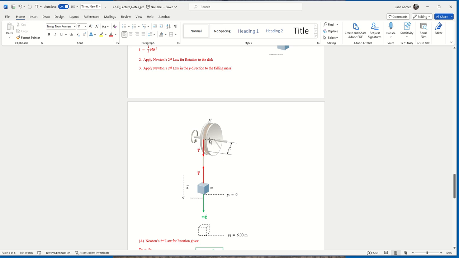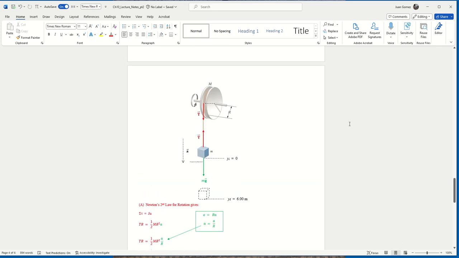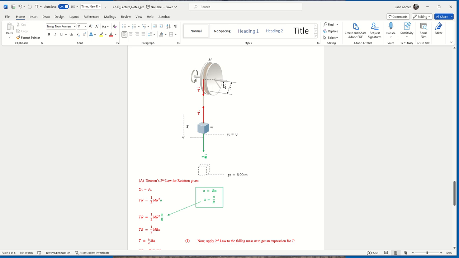It acts, and that dotted line is the lever arm. That's R. It acts at a distance of R from the axis. And clearly the angle between T and the lever arm is 90 degrees. Sine of 90 is 1. So that tension force creates the torque on the disk. It causes the disk to rotate about the axis.